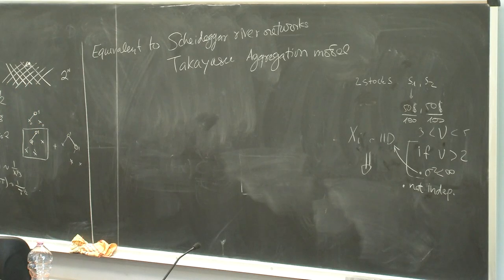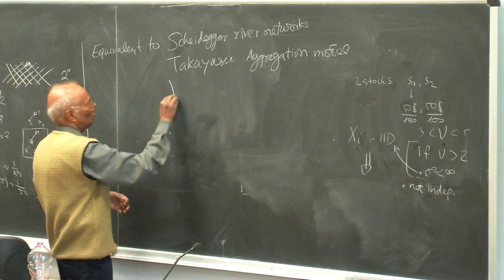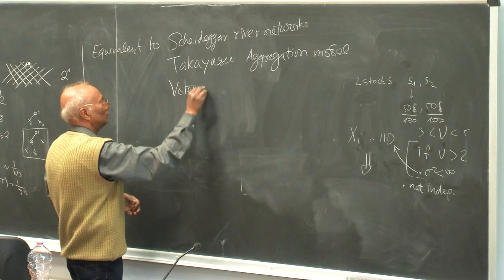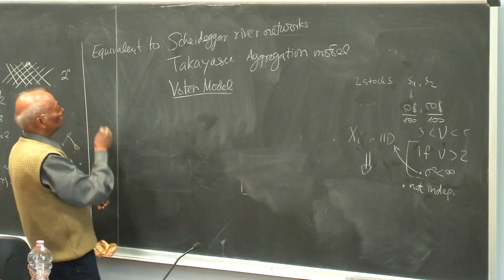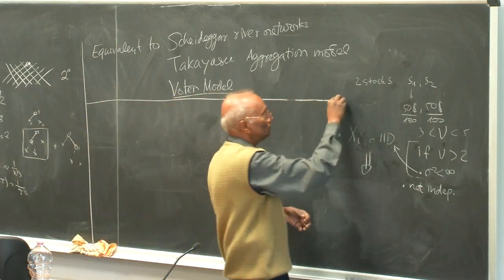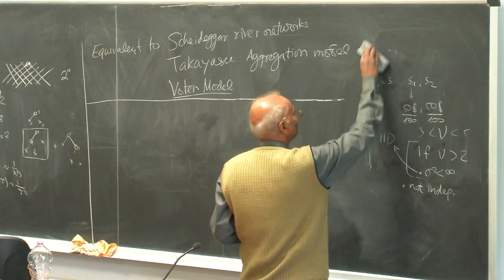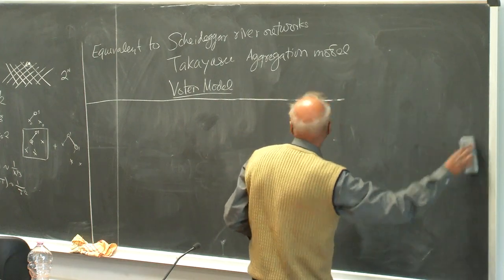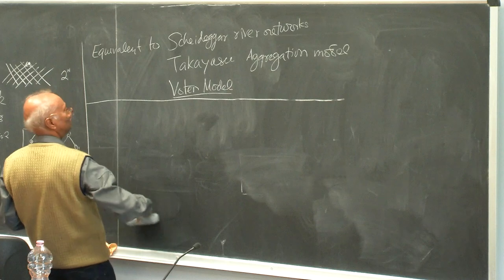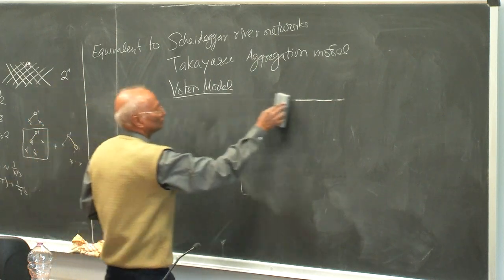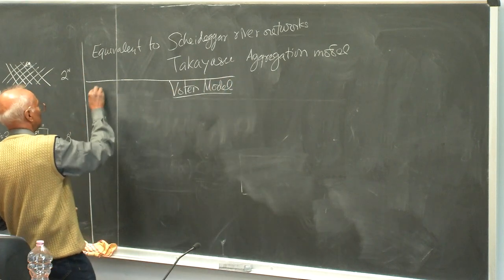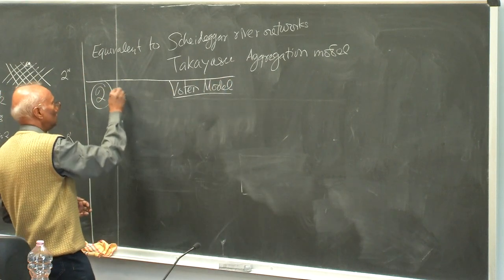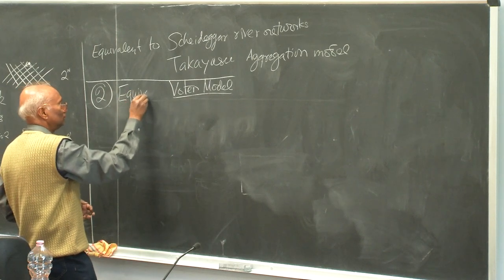Okay. So there was one thing which we didn't do, which is actually an important model. So I will do it today. This is the end of the recap. So this is equivalent to the voter model.